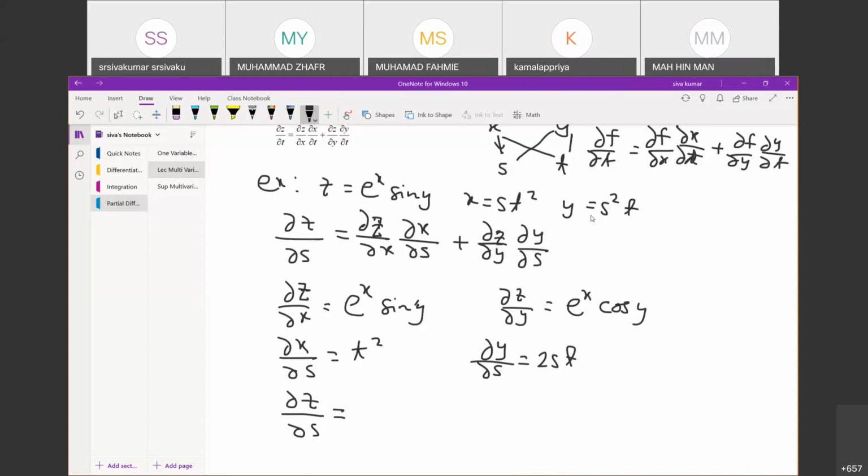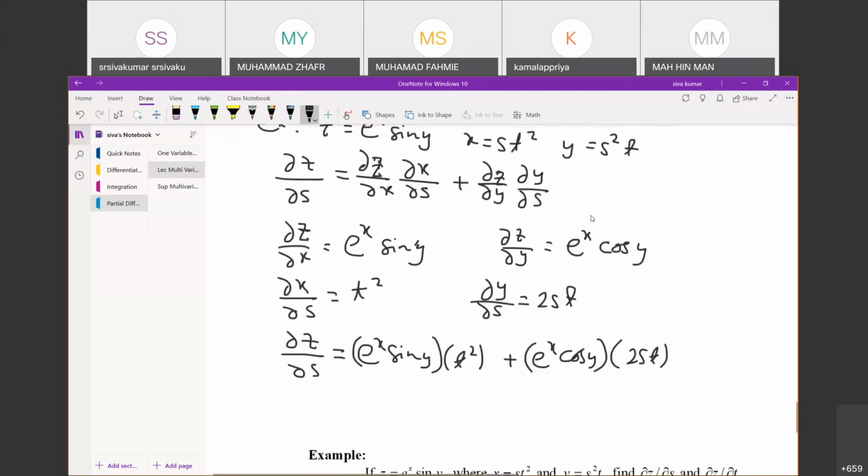But let me do this first. e^x sine y, done. Bracket here t squared, done, finished. What about the combination here? e^x cos y, bracket 2st. Is this the final solution? No, you cannot end up like that. Because x and y are unknown in this case, because del z to del s, you are only able to see t and s. Therefore, x and y you need to change.